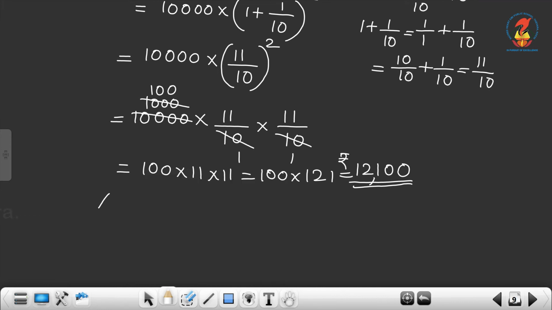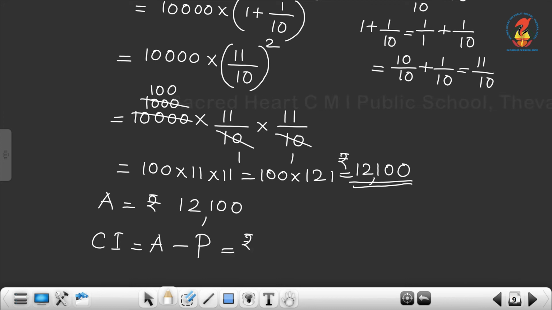So we got the amount as rupees 12,100. Therefore compound interest is equal to amount minus principal. So the amount is rupees 12,100 minus rupees 10,000.